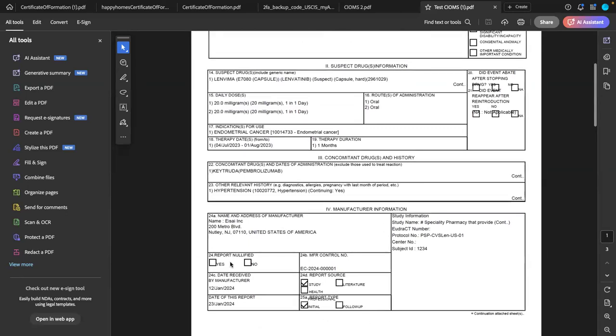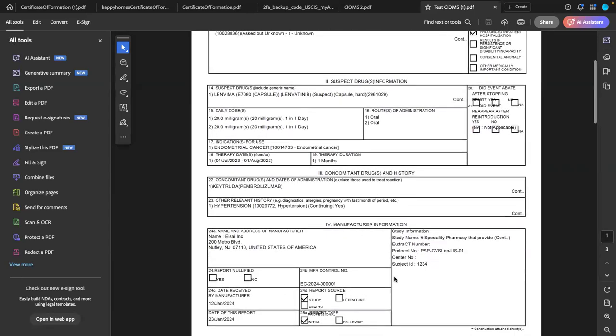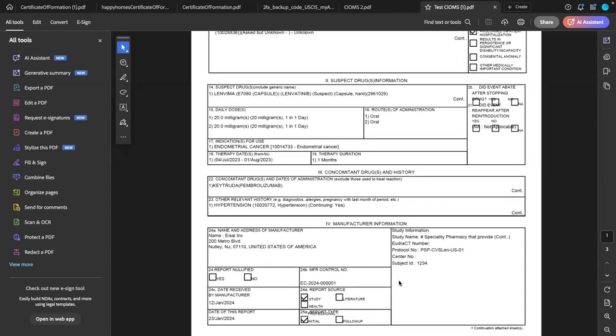This is your company. ISA is a company here in New Jersey. They are producing this oncology drug called Lenvima for endometrial cancer. So this is your reporter's information, which is pretty much coming from your workplace or your reporter. You are the reporter. But here, this is the manufacturer, but this is actually coming from a clinical trial site, because there is a subject ID here. There is a protocol number, there is a subject ID. So this is definitely a clinical trial case or a solicited case.